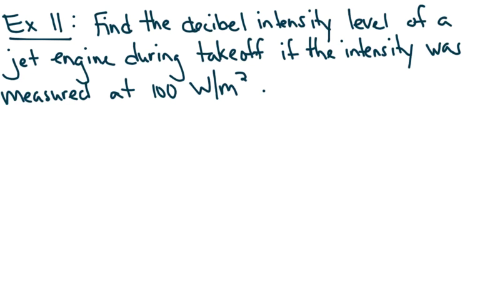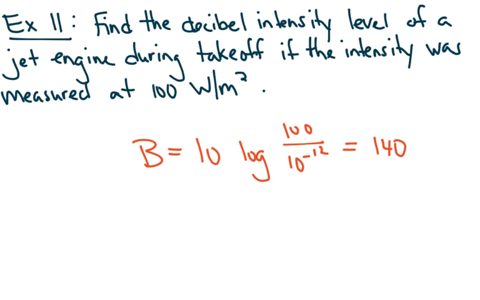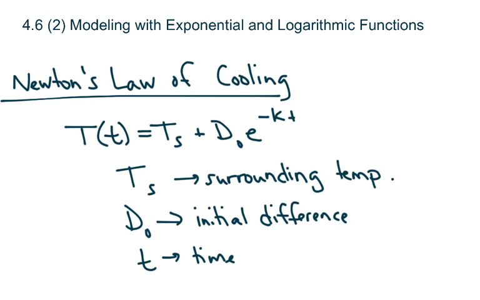Problem number 11. Find the decibel level intensity of a jet engine during takeoff if the intensity was measured at 100 watts per meter squared. So the decibel level is going to be 10 times the log of the intensity divided by the barely audible sound. Now the nice thing about this problem is you can just shove it in your calculator to figure out what the answer is, and it should give you 140. And decibels is abbreviated little d, big B. And that is modeling exponential and logarithmic functions part 2.